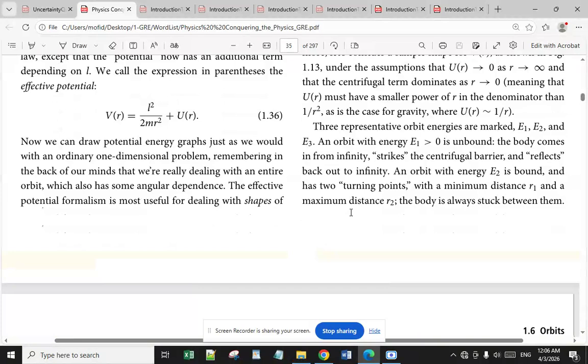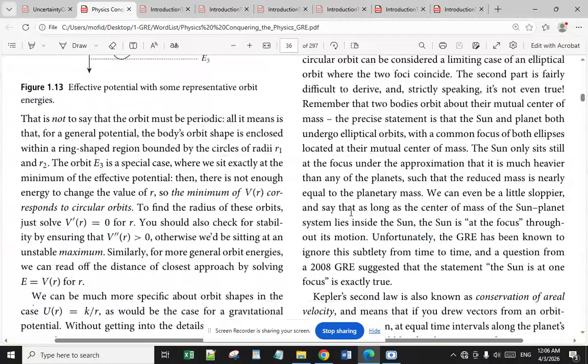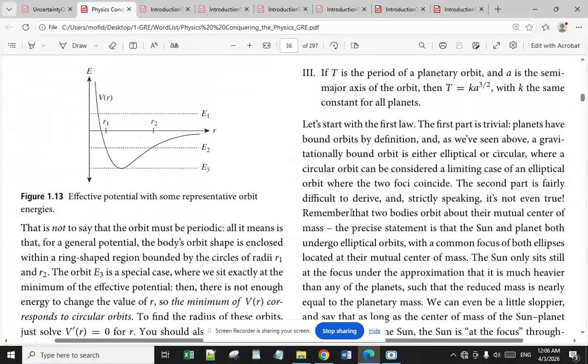An orbit with energy E2 is bound and has two turning points, with a minimum distance r1 and a maximum distance r2. The body is always stuck between them. That is not to say that the orbit must be periodic. All it means is that for a general potential, the body's orbit shape is enclosed within a ring-shaped region bounded by the circles of radius r1 and radius r2.